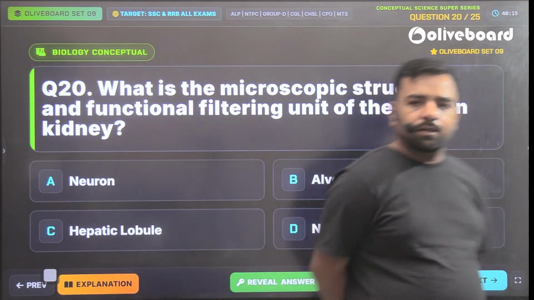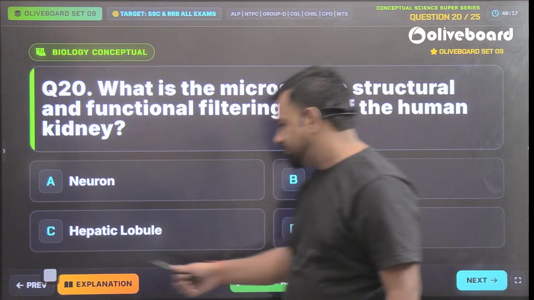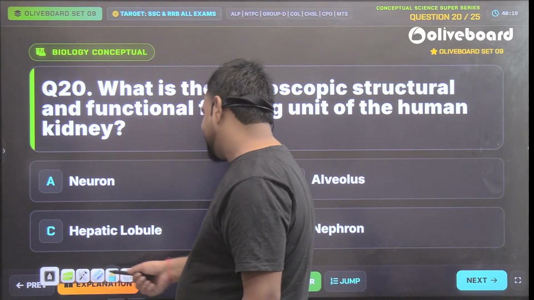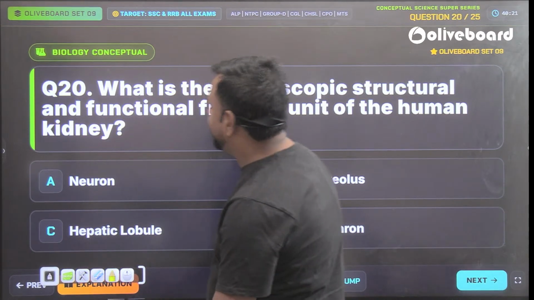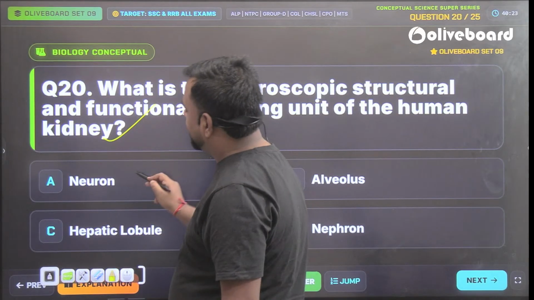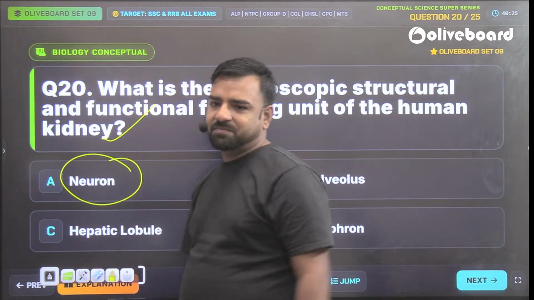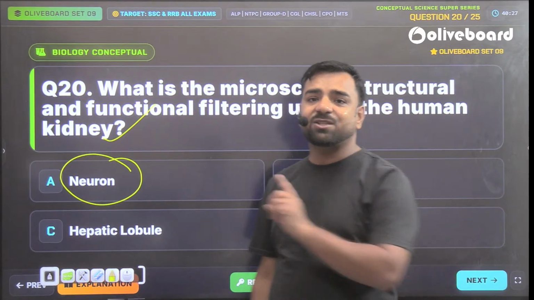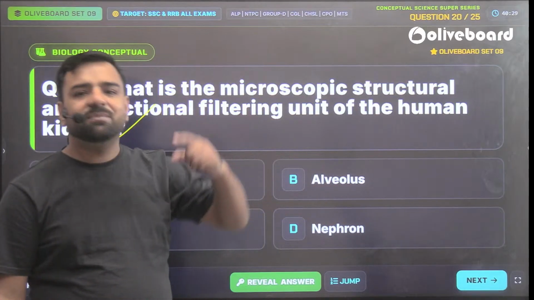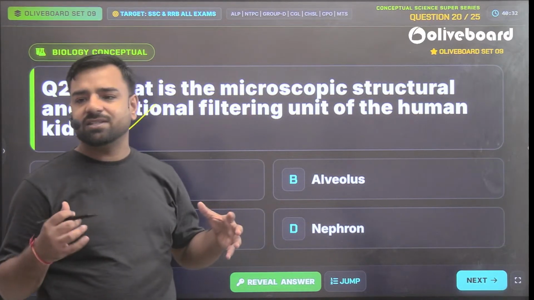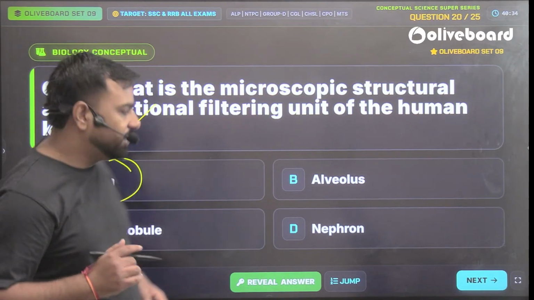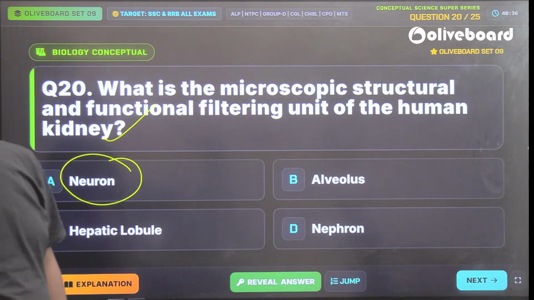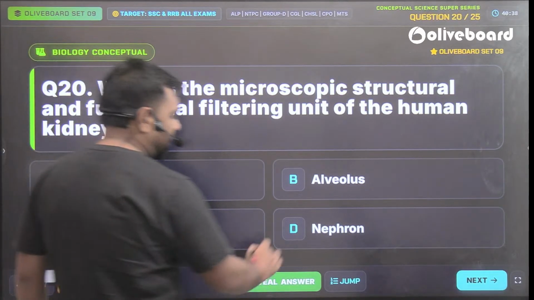It's very common that we are talking about kidney and we think that this is nephron. This is not nephron, it's neuron. Neurons are linked with the brain, or the central nervous system, where information is carried forward. So Ashish, now you are correct, guys. Here, nephron will be the correct answer.